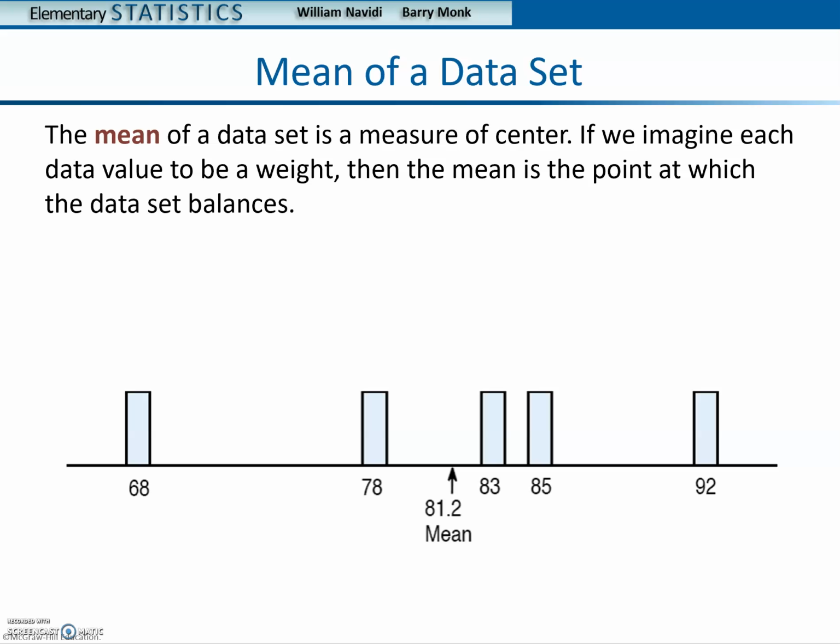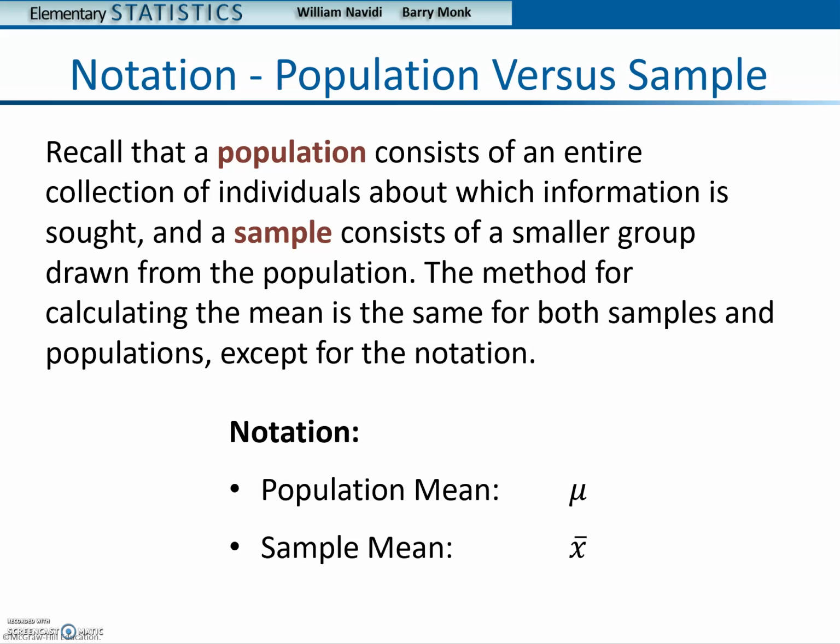The mean of a data set is a measure of center. If we imagine each data value to be a weight, then the mean is the point at which the data set balances. Recall that a population consists of an entire collection of individuals about which information is sought, and a sample consists of a smaller group drawn from the population. The method for calculating the mean is the same for both samples and population except for the notations.